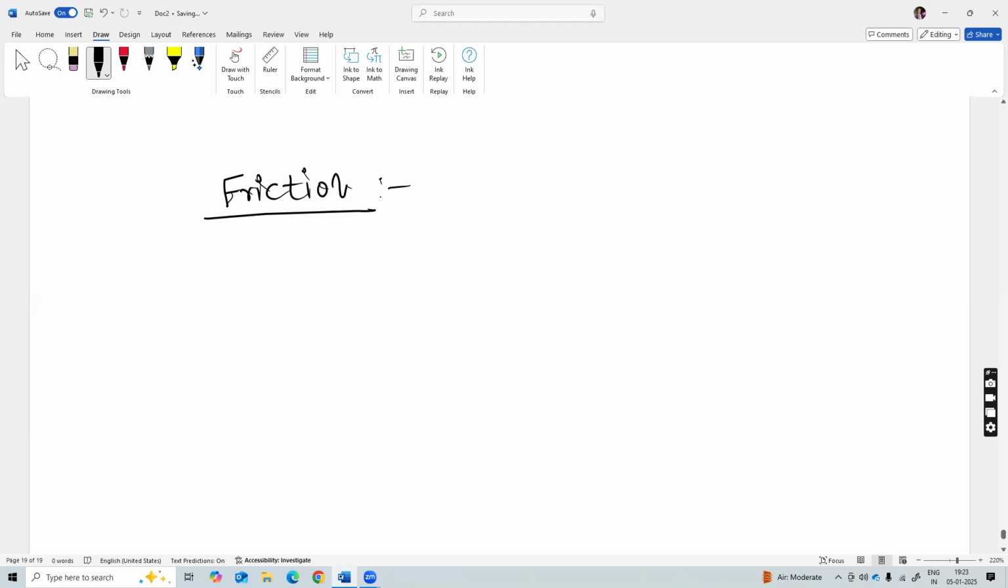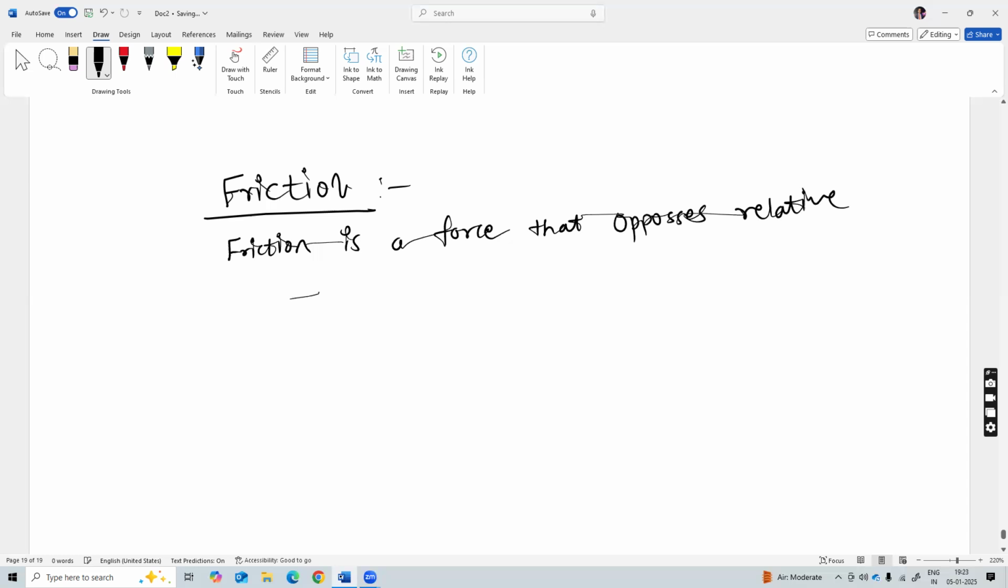So friction is a force that opposes the relative motion between any two bodies. Friction is a force that opposes relative motion between bodies or objects.